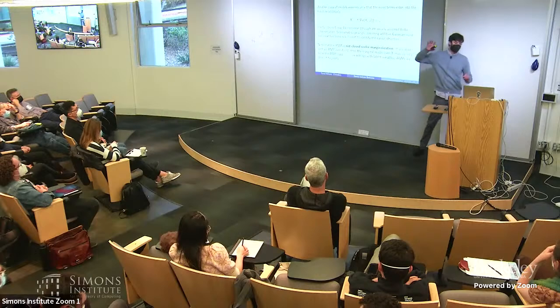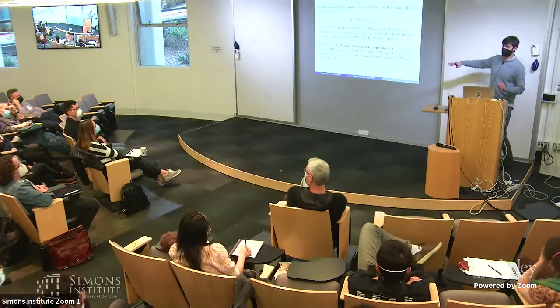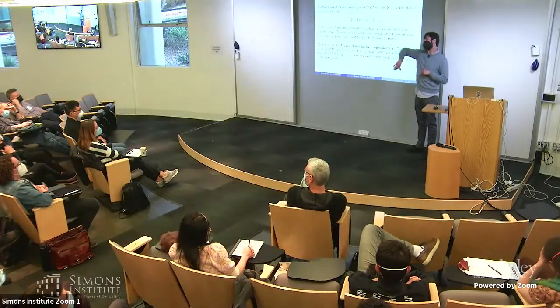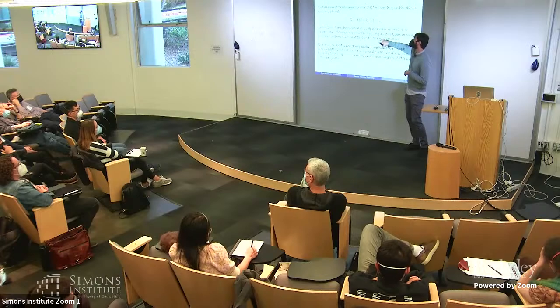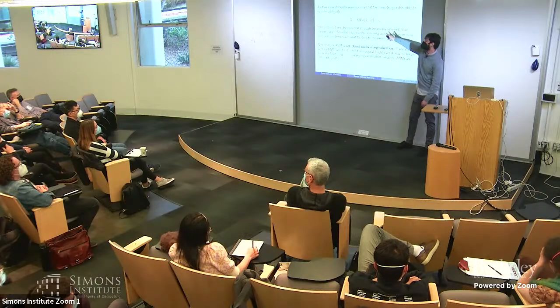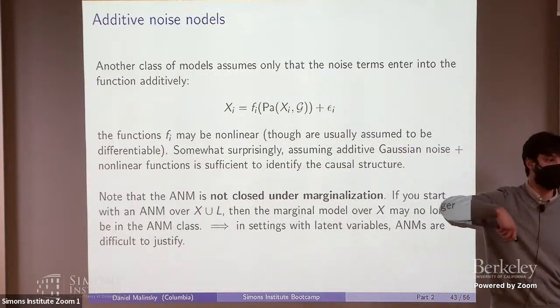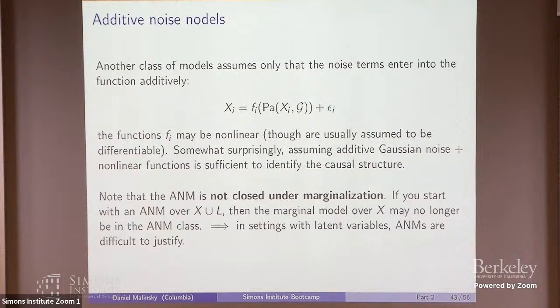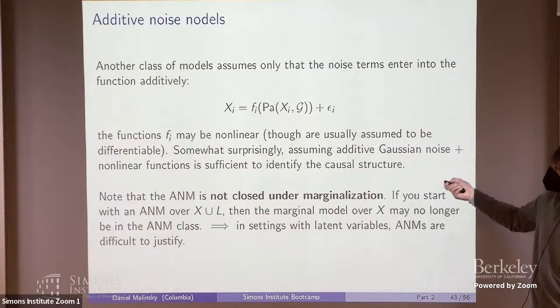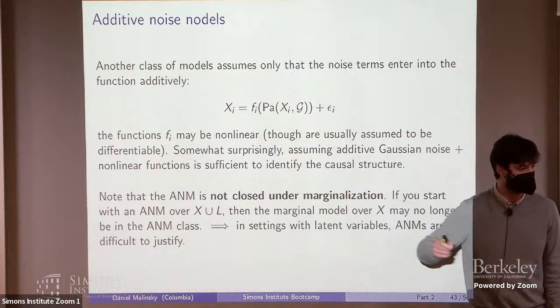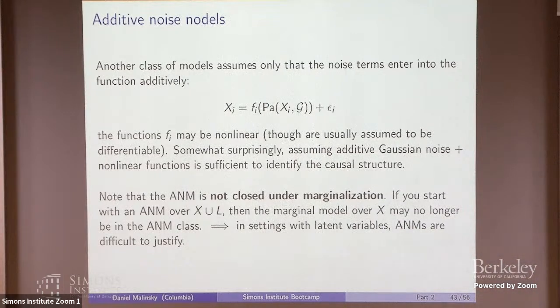So there's this other kind of semi-parametric work that, instead of assuming linear non-Gaussian models, goes in the direction of additive noise models with nonlinear functions. So this is one where the epsilon is additive with respect to f of the parents. Somewhat surprisingly, if you assume Gaussian noise here, but nonlinear functions, as long as there's some nonlinearity, that's sufficient to identify the causal structure uniquely.